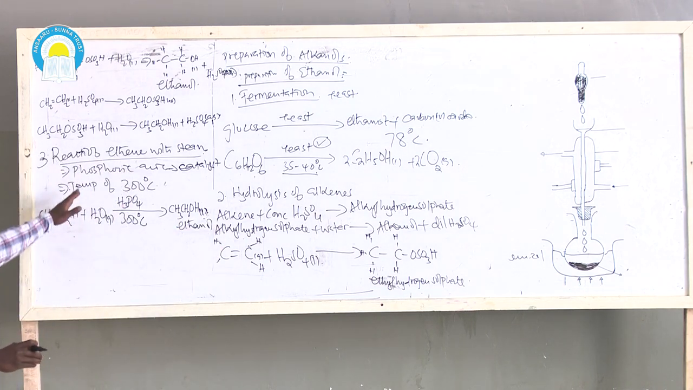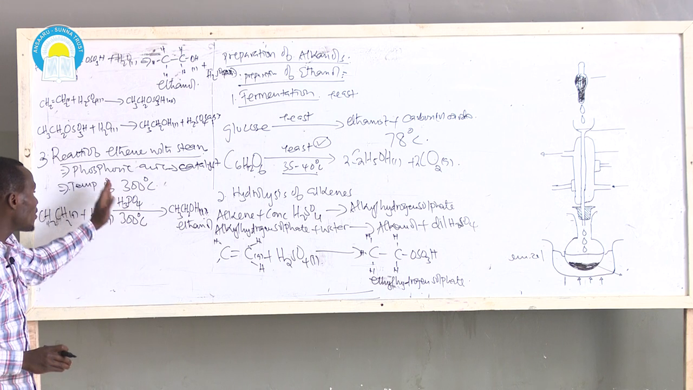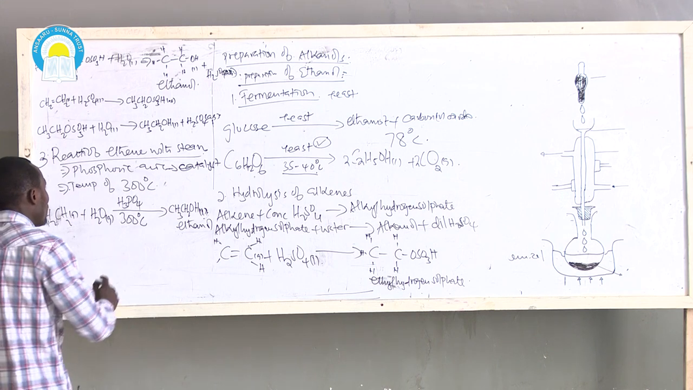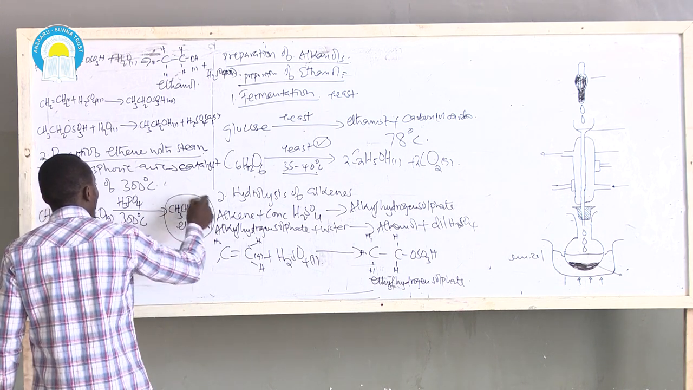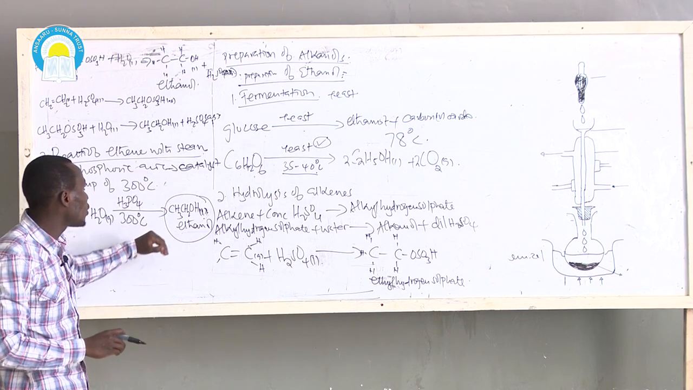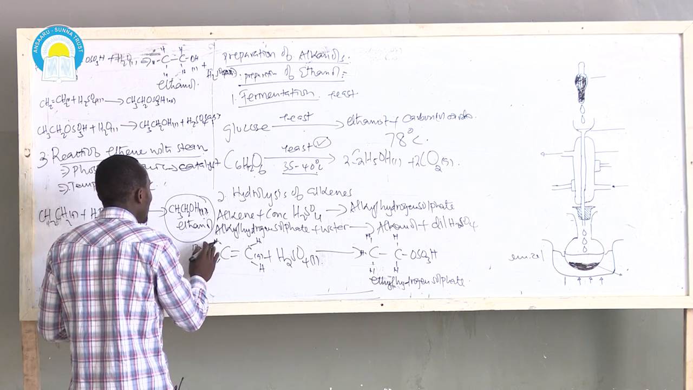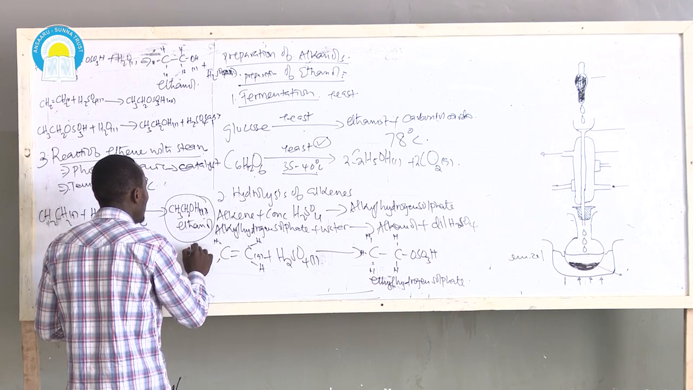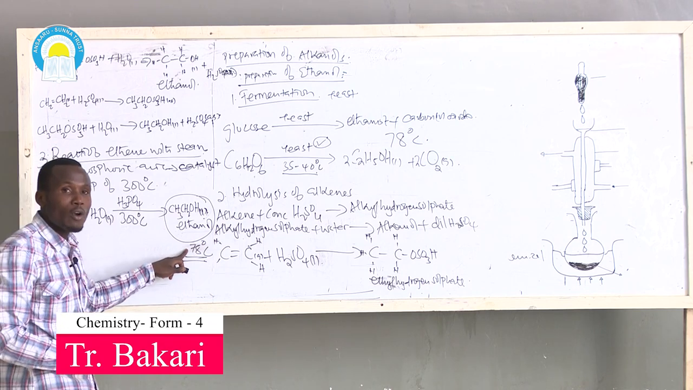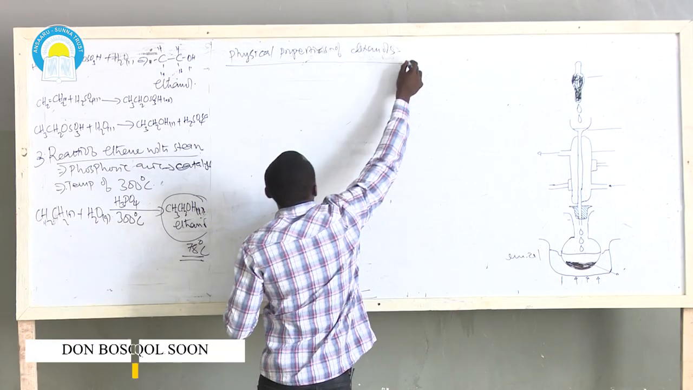So we have said the function of the phosphoric acid in this reaction here is going to act as a catalyst, and the reaction occurs at a temperature of around 300 degrees Celsius. Therefore, if we want now to obtain ethanol in the process, we carry out fractional distillation, where ethanol will distill out at a temperature of around 78 degrees Celsius. So this forms the boiling point of ethanol.